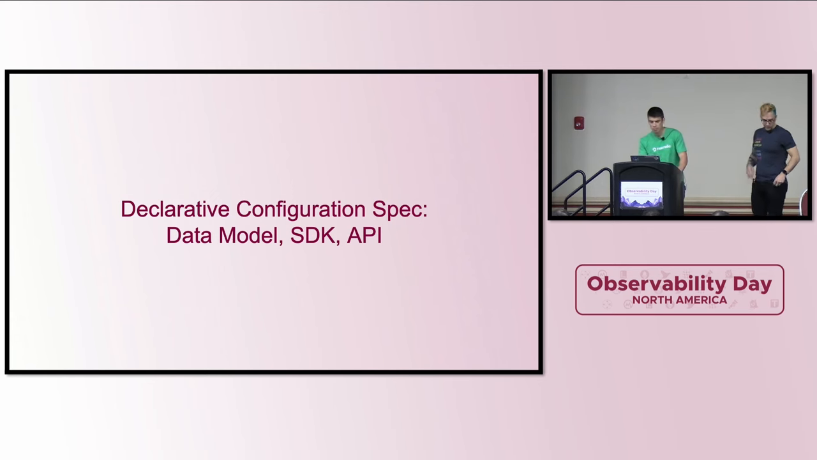All right, for the next part of this presentation, I'm going to dive deeper into the nuts and bolts of declarative configuration and talk about the specification that defines all the bits that allow all this to work. Like other parts of OpenTelemetry, the spec is divided into three parts. We have the data model, the SDK, and the API.